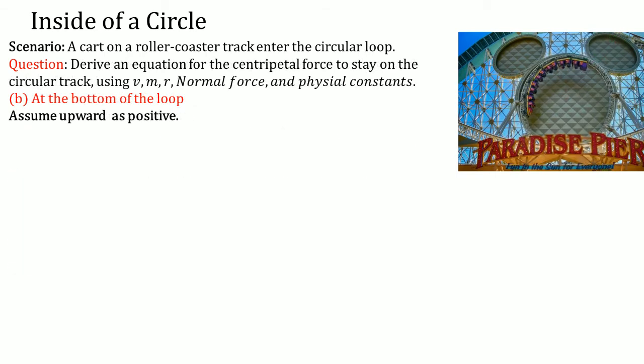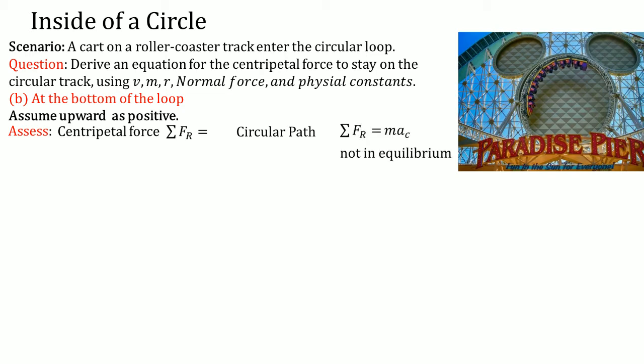Let's look at this scenario now. We're now looking at the same situation, but now we're looking at the bottom of the loop. And here I'm going to assume upwards as positive, and I'm going to explain why I do that in a bit. In the assess part, I'm looking for the centripetal force. It's in a circular path, and the object is not in equilibrium.